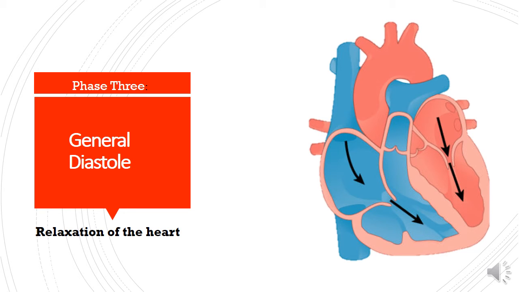The final phase of the cardiac cycle is known as general diastole. Diastole means the relaxation of the heart. So we don't have any contraction. What's usually happening during this phase is that the heart is relaxed and the blood is flowing through it slowly. We have the tricuspid and bicuspid valves open and the sigmoid valves closed.